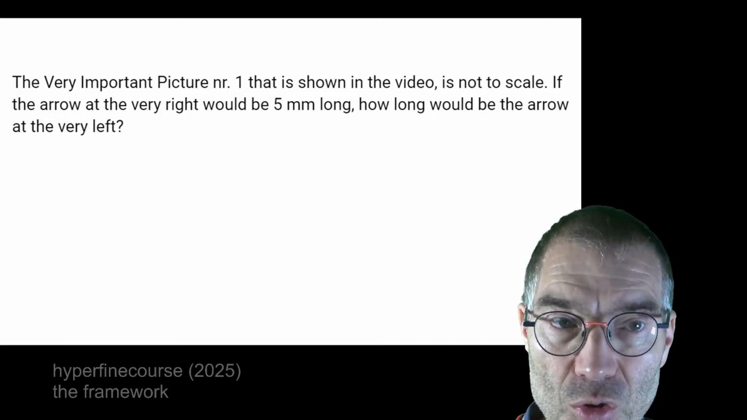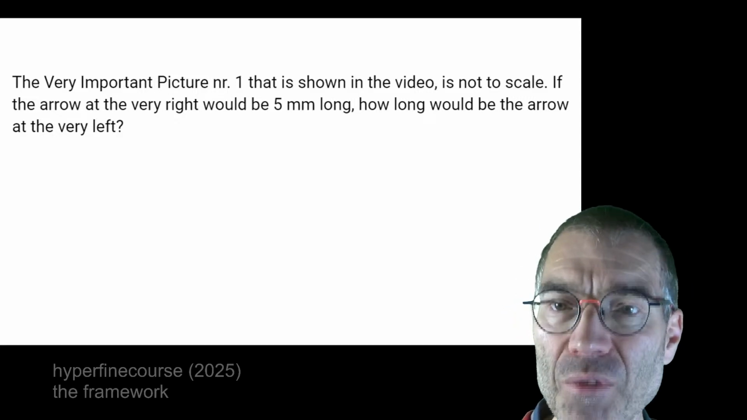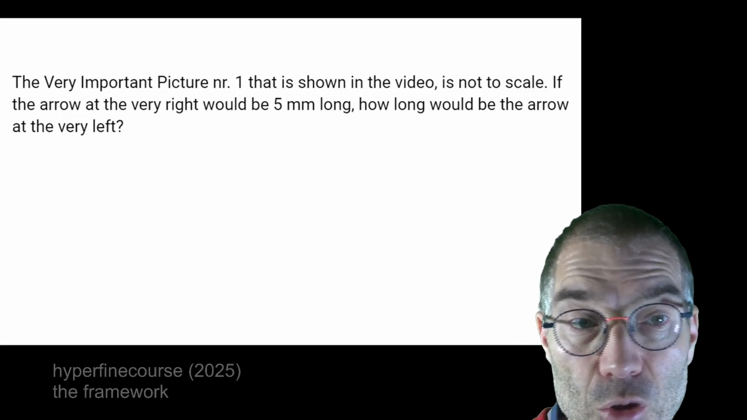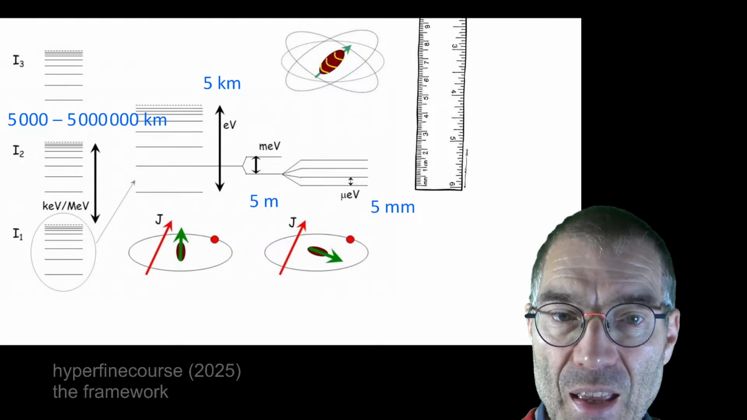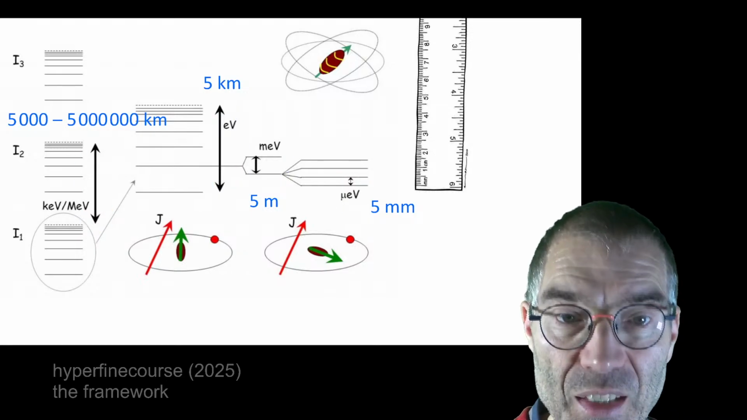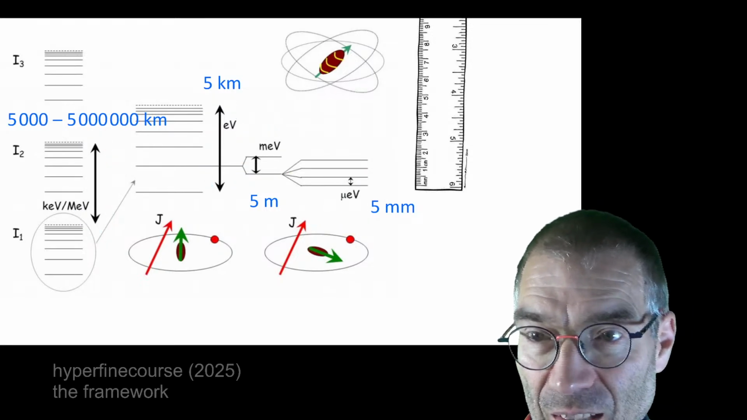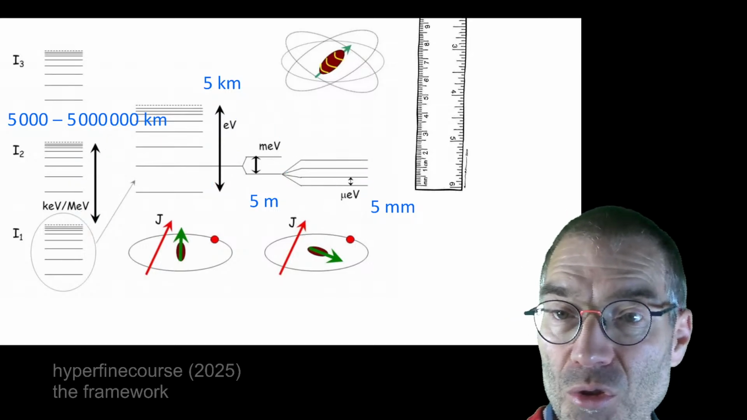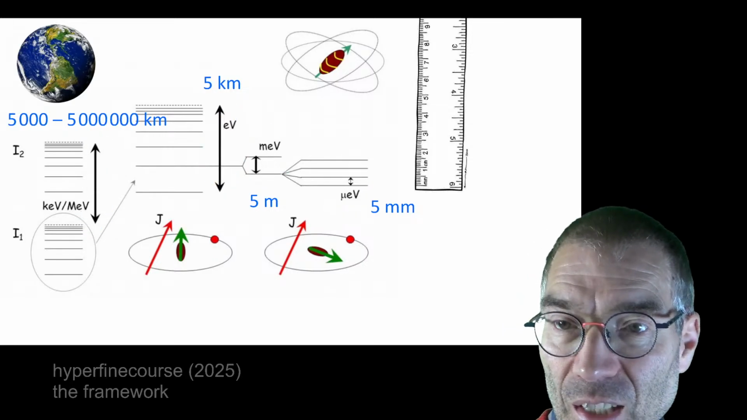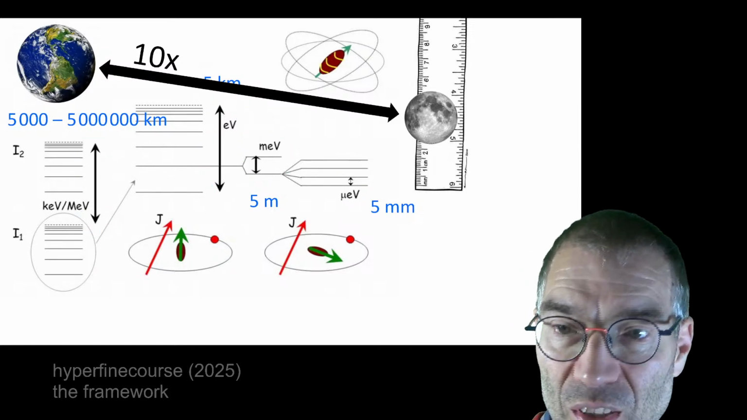In order to draw your attention to that, I asked you: if the hyperfine arrow at the very right would be 5 millimeters long, how long would the nuclear arrow at the very left be? The answer: if you put a ruler next to the hyperfine lines and see these are 5 millimeters apart on this picture, then the nuclear levels should be 5,000 to 5 million kilometers apart from each other. 5,000 kilometers, that's roughly the radius of the Earth. 5 million kilometers, that is 10 times the distance between the Earth and the Moon.